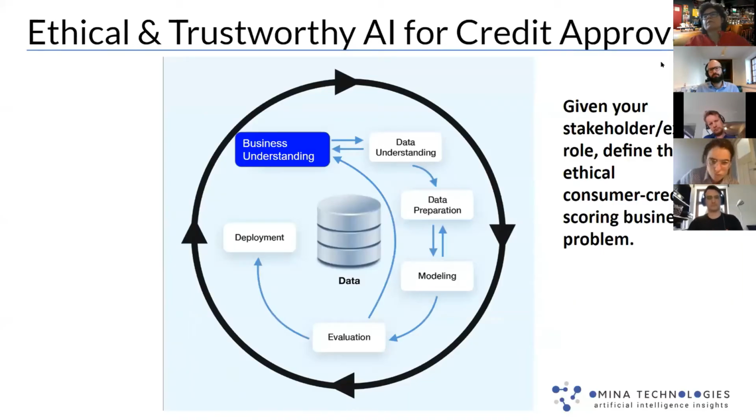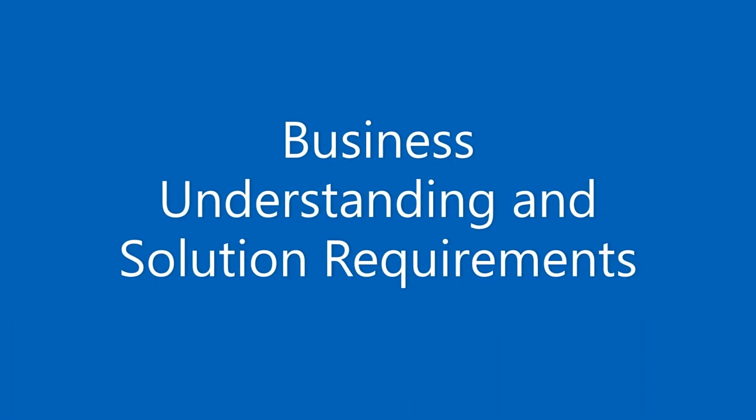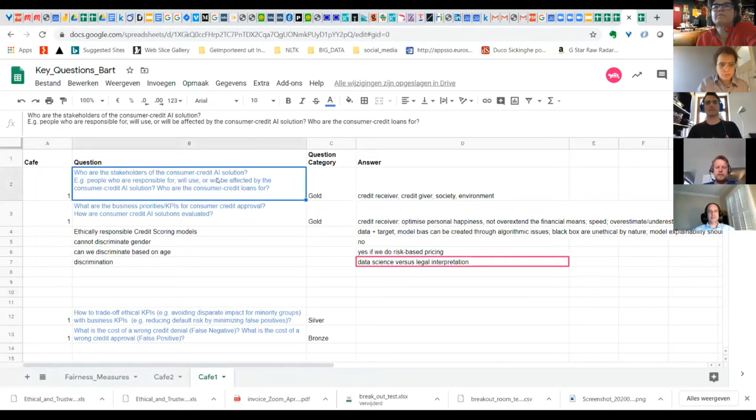Given your expertise, I tried to assess your expertise and allocate you to the right group as much as possible. Given that you are a legal expert, a credit scoring expert, communication expert, or an ethical expert, we have created specific key questions. The answers to these key questions should help us to define the business understanding. We freewheeled a bit on some topics. So the first question was, who are the stakeholders of the consumer credit?